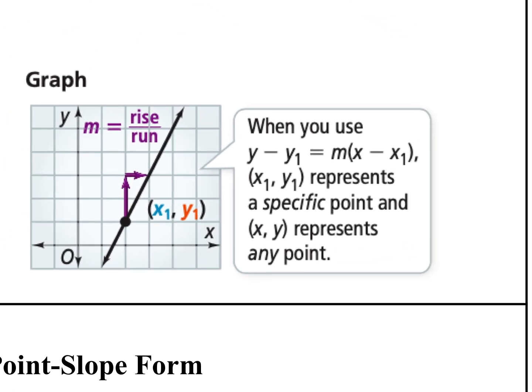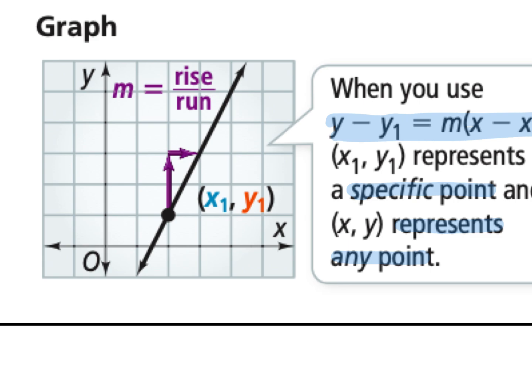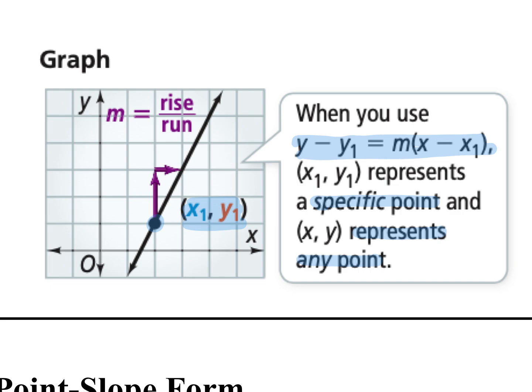By looking at the graph, when you use y minus y1 is equal to m times (x minus x1), here your x1, y1 represents a specific point. Keyword here: specific point. And x, y represents any point. If you look at this point here, that is your specific point, and from it you can get your slope, which is equal to rise over run.